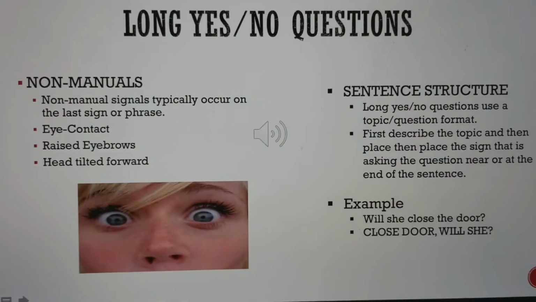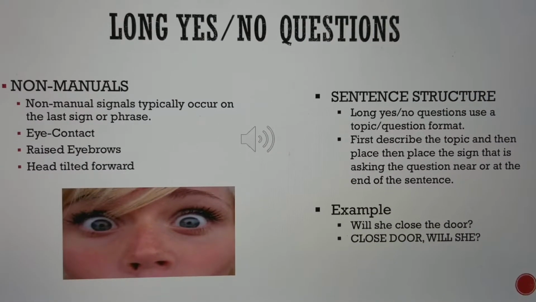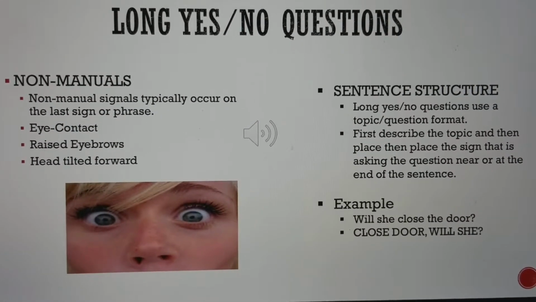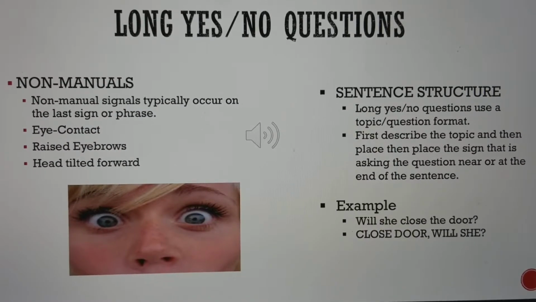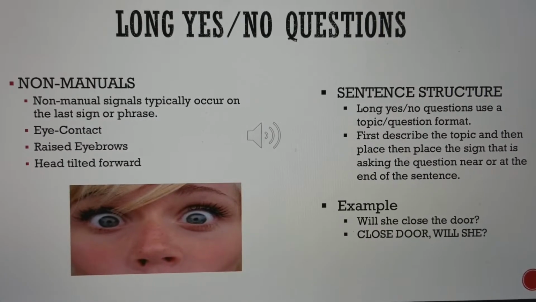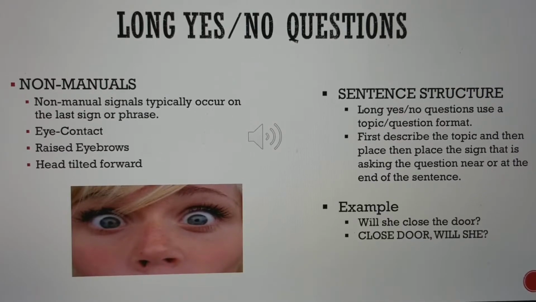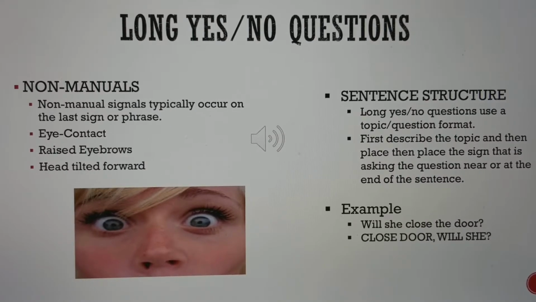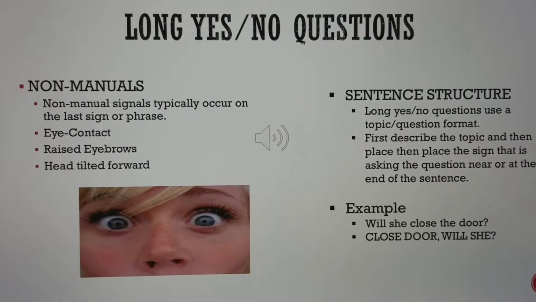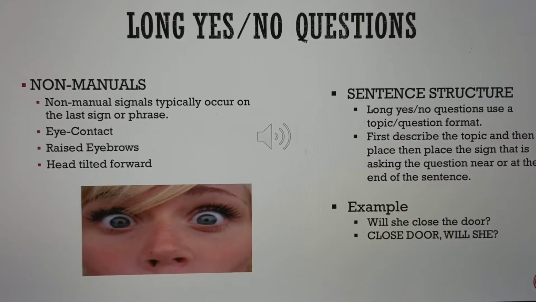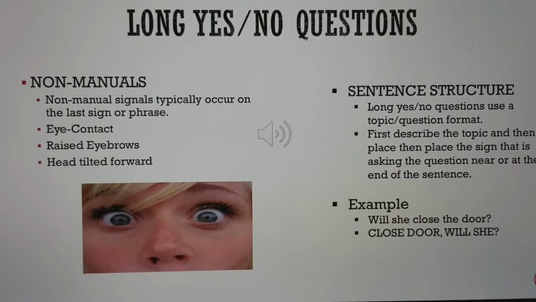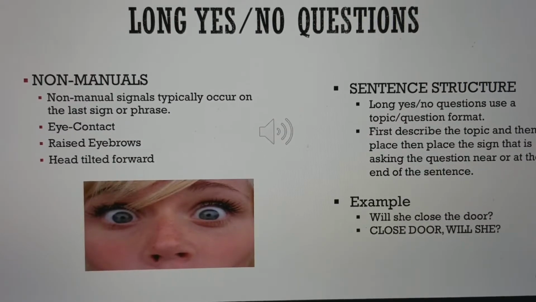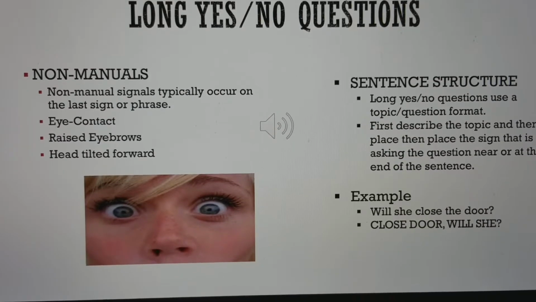Next up, we have the long yes-no questions. When compared with the simple yes-no questions, it's important to remember that the simple yes-no questions don't require ASL word order. However, if the yes-no question requires an explanation before a yes-no response, ASL word order and sequence of events are needed. An example that I've given here would be, will she close the door? When glossed, it would read, closed door, will she?